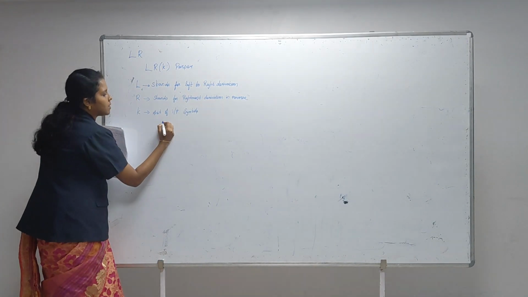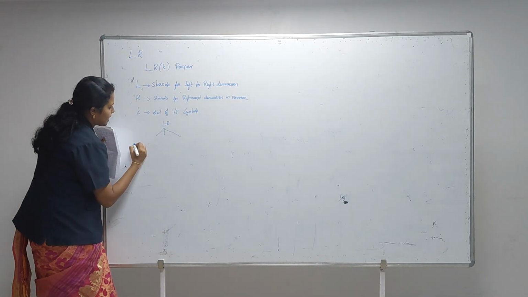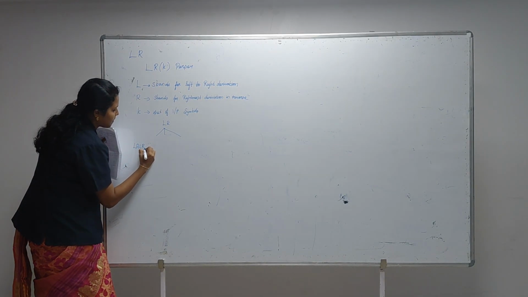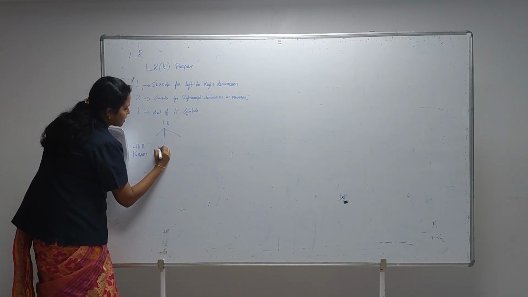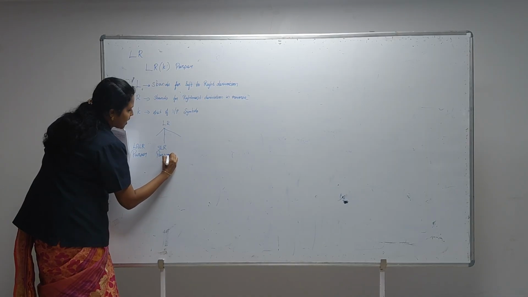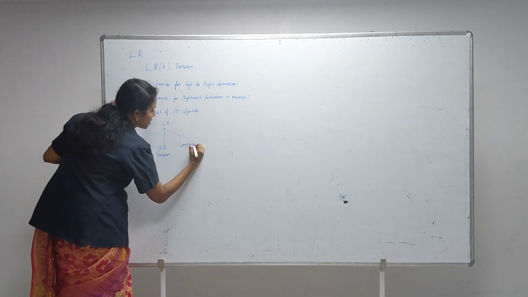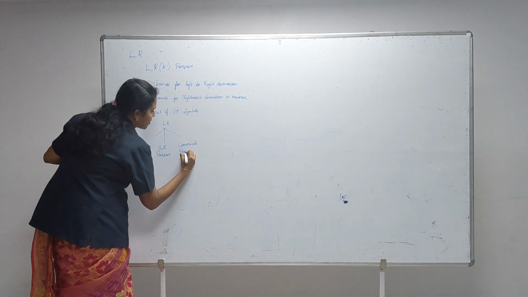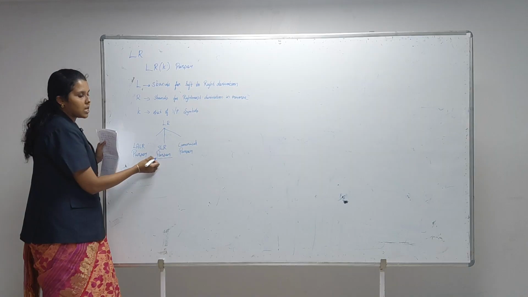So in LR parser, we'll be having three types. The first one is LALR parser, and the second one is SLR parser, and the last one is canonical parser. So in this session, we are going to discuss about the SLR parser.